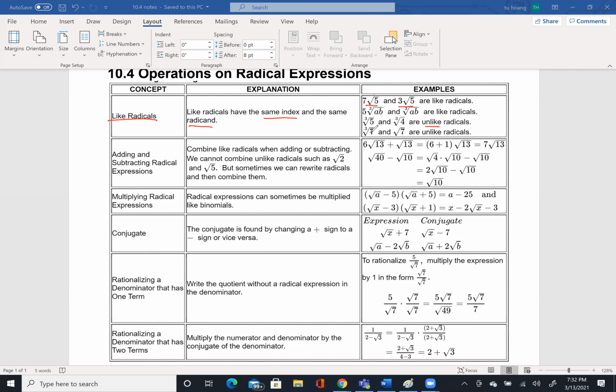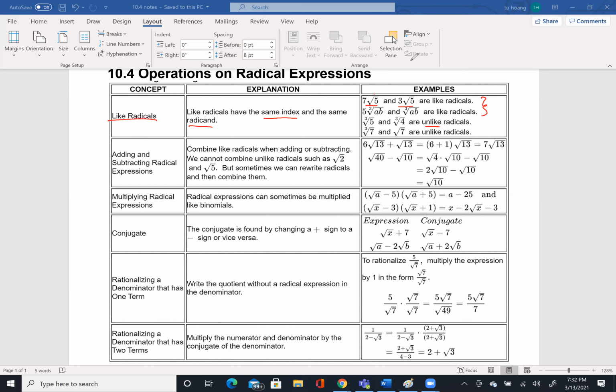We have cube root 7 and square root 7. They are unlike radicals because even though they have the same radicand, 7, they have different indices, 3 and 2. You see that? So remember that. Only these two cases are like radicals, okay?